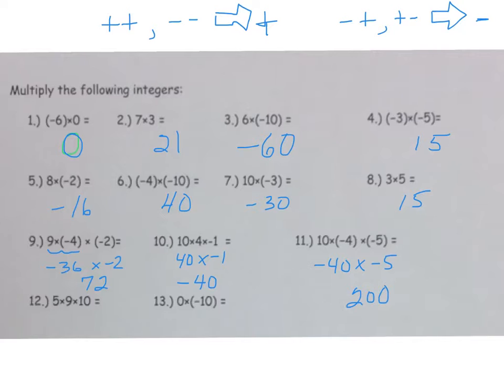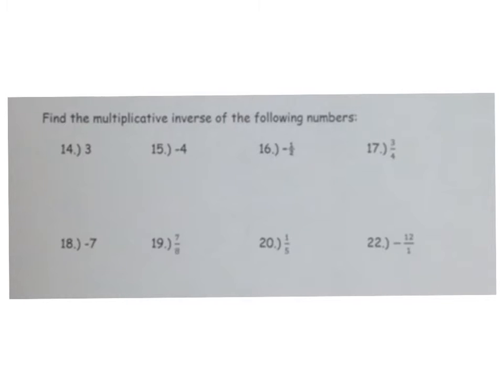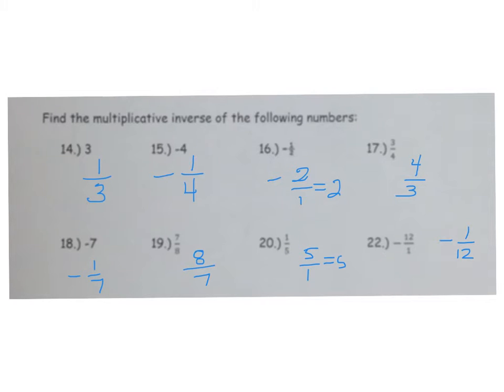You pause, do 12 and 13, please. Okay, and verify that you got the answer I did. And if not, you're going to ask me in class. Moving on. Find the multiplicative inverse. And remember, the multiplicative inverse is the reciprocal. So we have 1/3. If your original number is negative, your reciprocal will be negative. You do 18 through 22. I'm going to pause. Double check and verify that you got the same answer I did.